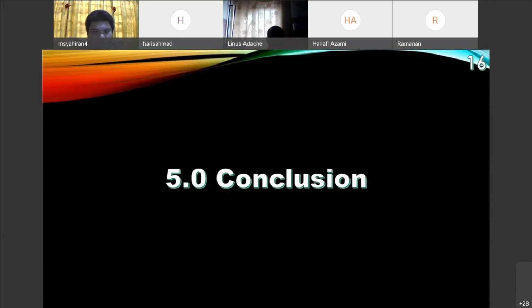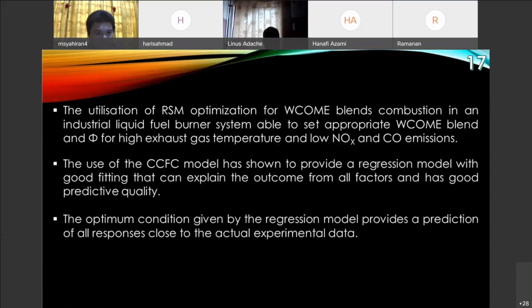Last is the conclusion of this research. It can be concluded that the utilization of the RSM optimization solution is able to set appropriate WCOME blends of B28 and C at 0.82 to keep a high combustion temperature of 803.4 degrees Celsius and low NOx and CO formation of 52 ppm and 13 ppm.